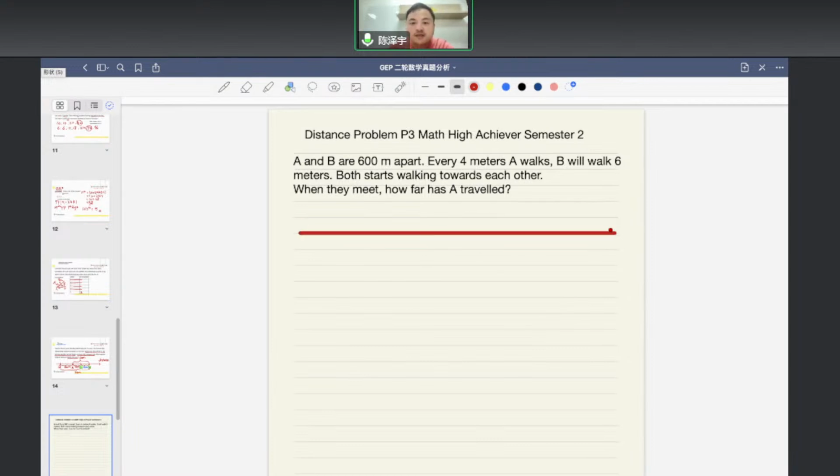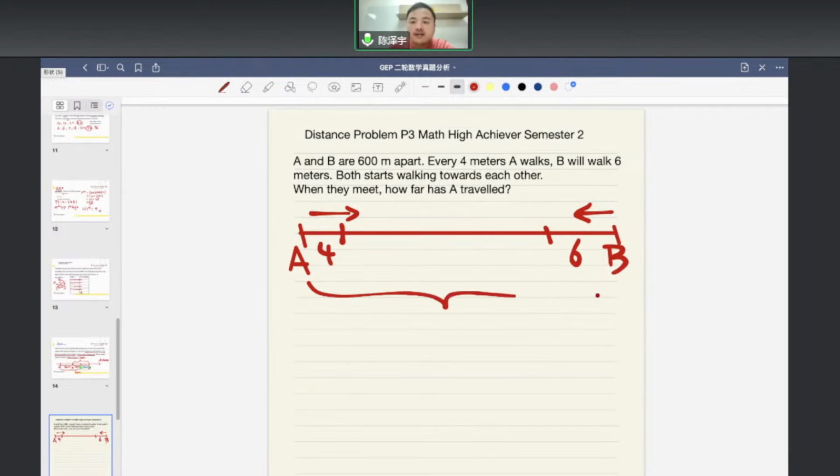So we have one road. A is on the left and B is on the right. They walk towards each other. Every time A walks 4 meters, B will walk 6 meters. And the total length of this whole road is 600 meters.